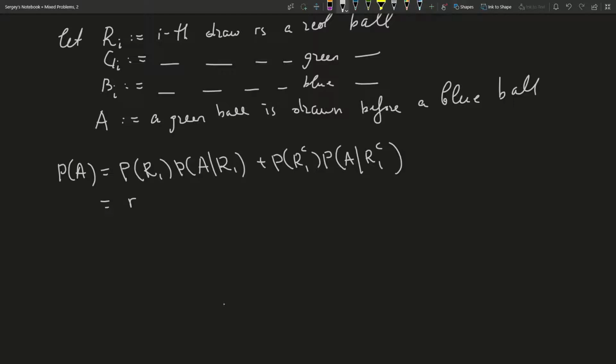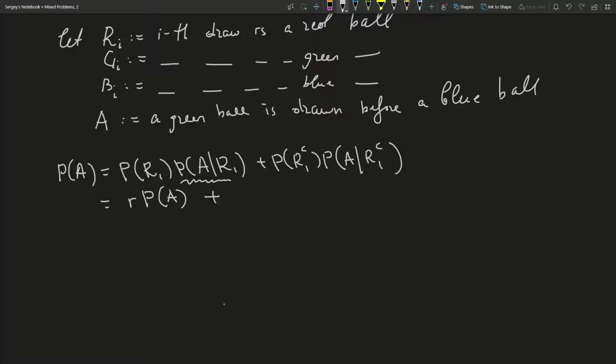If we've picked a red ball, since we're sampling with replacement, we're going to put it back in the urn. And so it's as if we have not really sampled anything at all. It's as if we haven't even started the experiment, because we took out a red ball, we put it back in, the urn still contains the same balls as before, and we're going to essentially restart the experiment. So the probability that a green ball is drawn before a blue one, given that the first one was red, is the same as the unconditional probability of a green ball being drawn before a blue one.